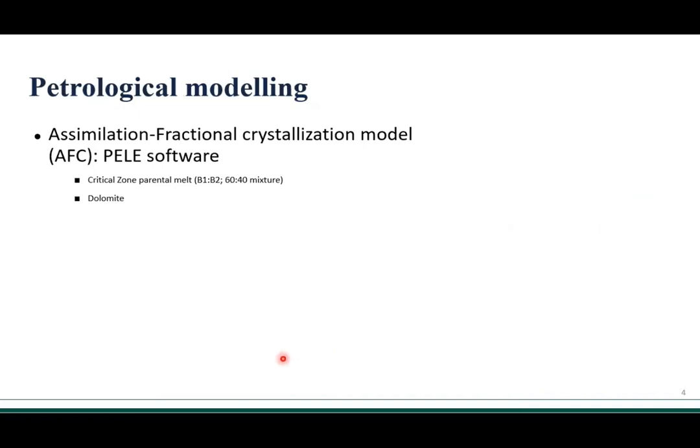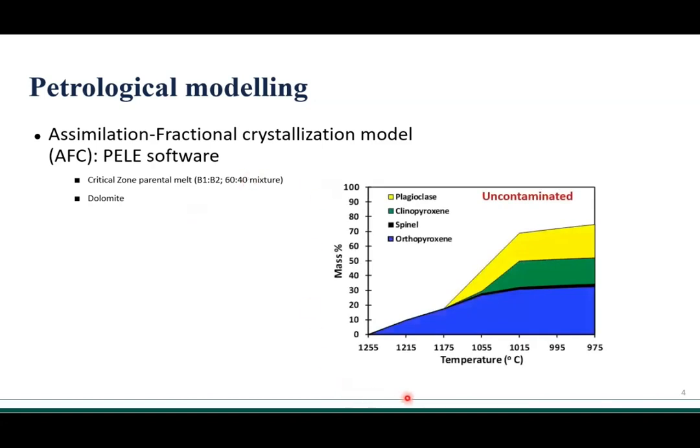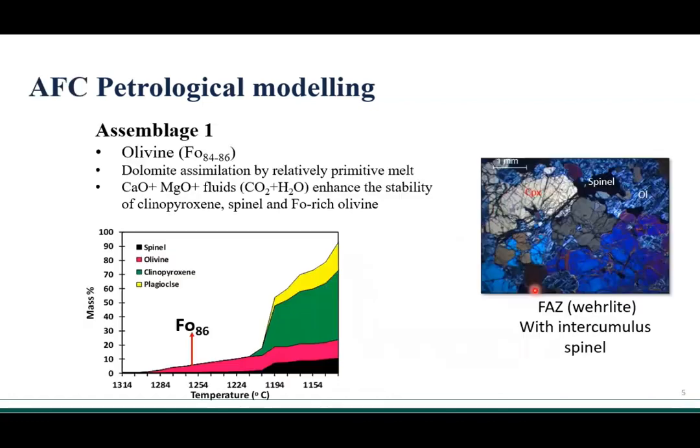In order to try and understand how the dolomite influenced those lithologies, we performed a petrological model. Basically, we did an assimilation fractional crystallization model using the Pele software, which is similar to MELTS. And then we assimilated dolomite into the Critical Zone parental melt. So what we have here is a typically uncontaminated pyroxenite, which is dominated by orthopyroxene, and there's some clinopyroxene here and there, and then there's some plagioclase, and there's little to no spinel in some cases.